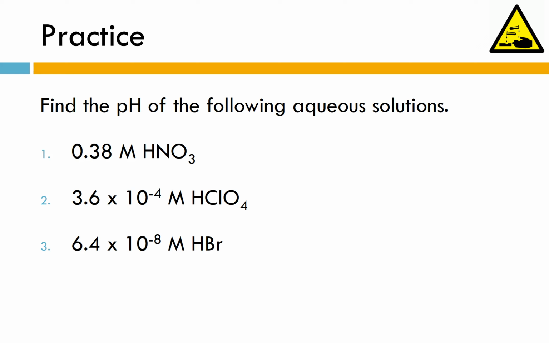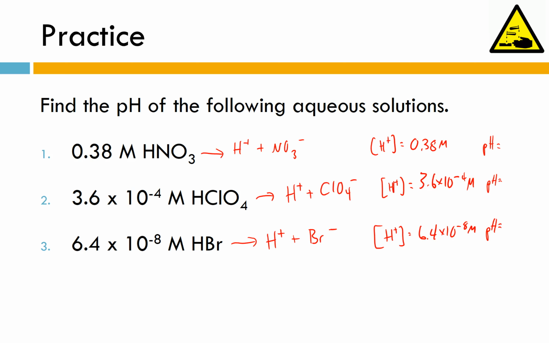So we've got these three practice problems. What I'd like you to do is write a dissociation equation for them. I'd like you to figure out the concentration of H plus ions and then finally come up with the pH of this solution. So pause the video and try these out. So I've gone through and written my dissociation equations. Hopefully they're pretty straightforward. Acids always lose one H plus ion at a time, and all of these acids are monoprotic, meaning they just have one hydrogen that they can donate.